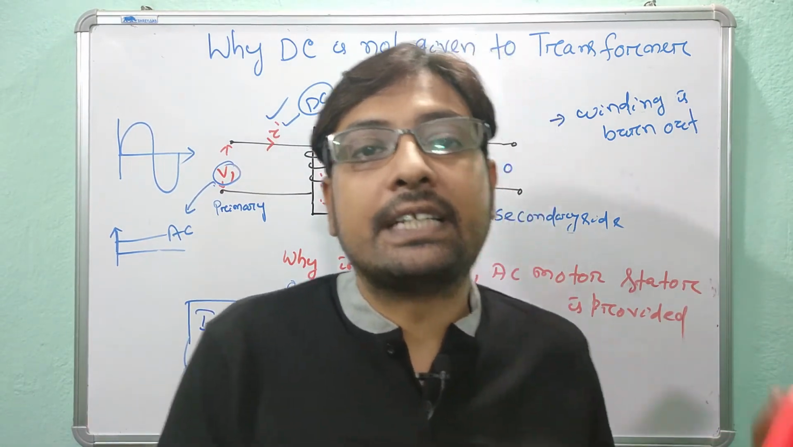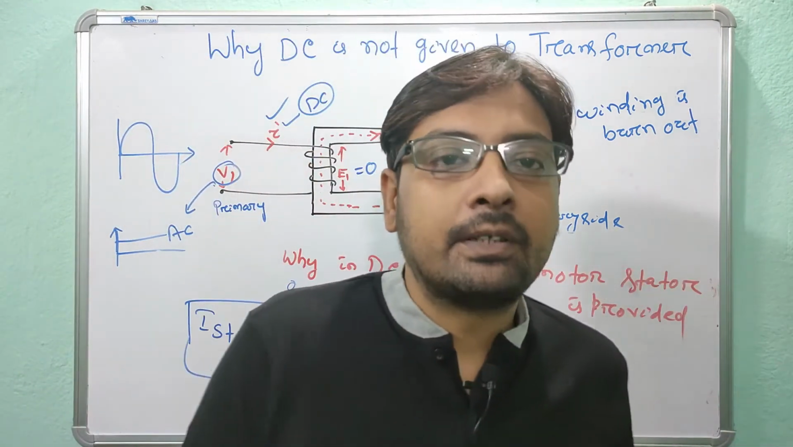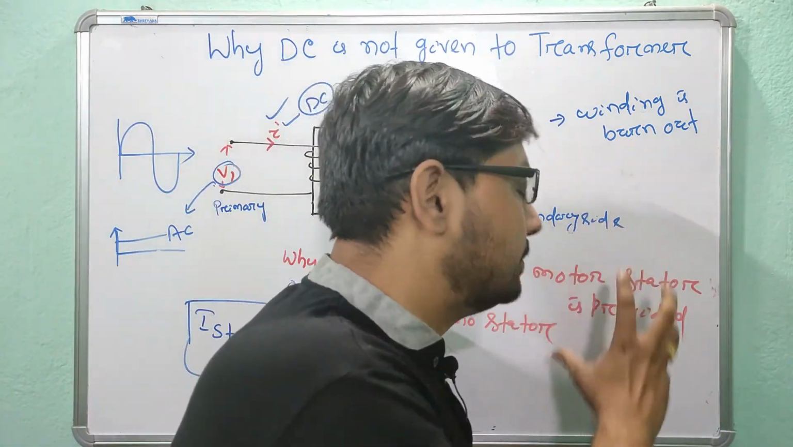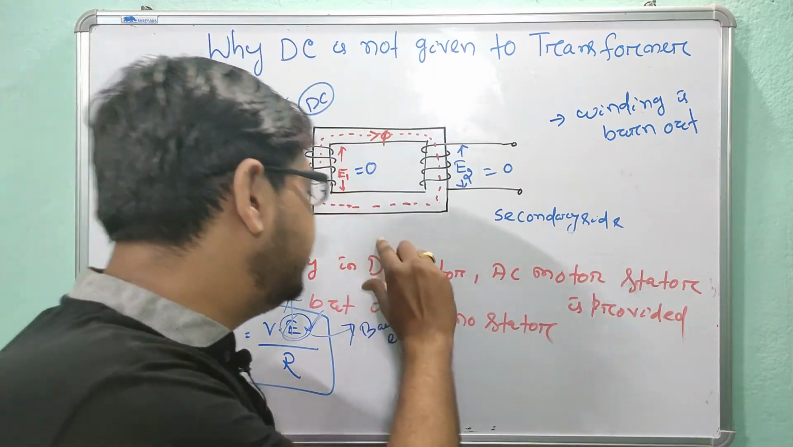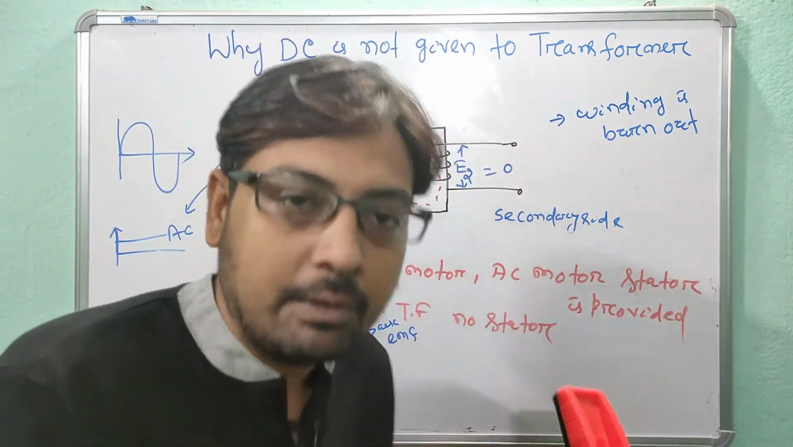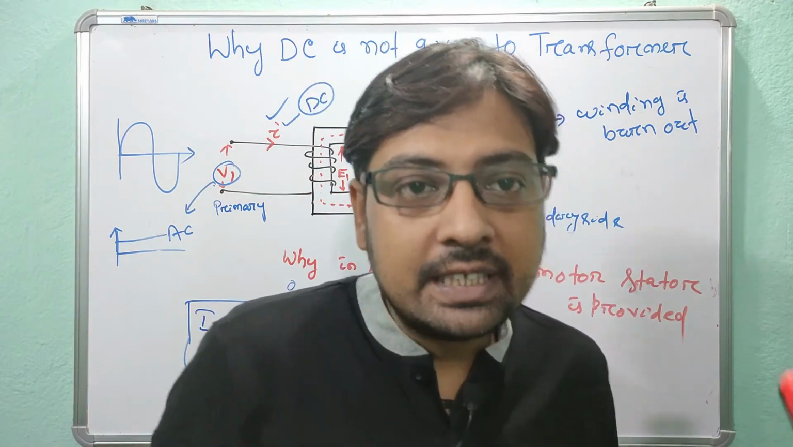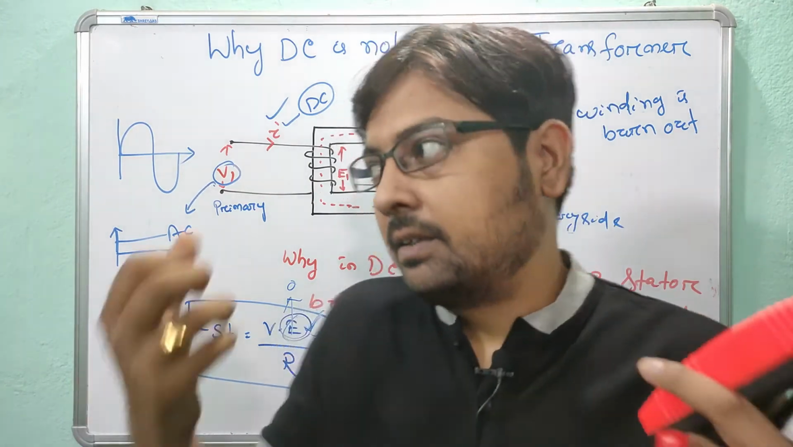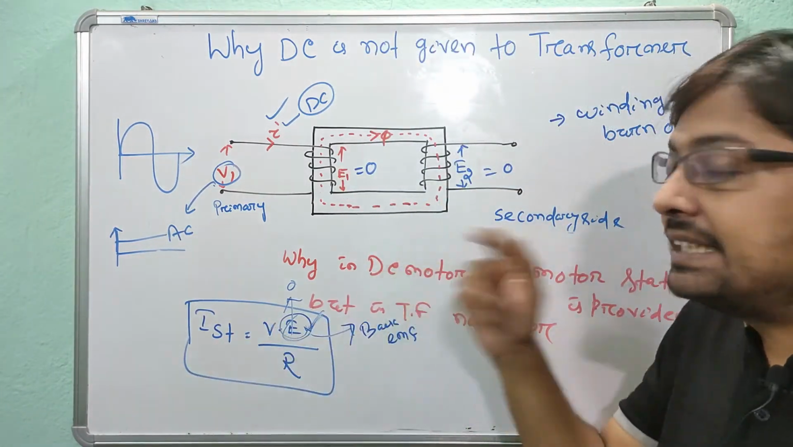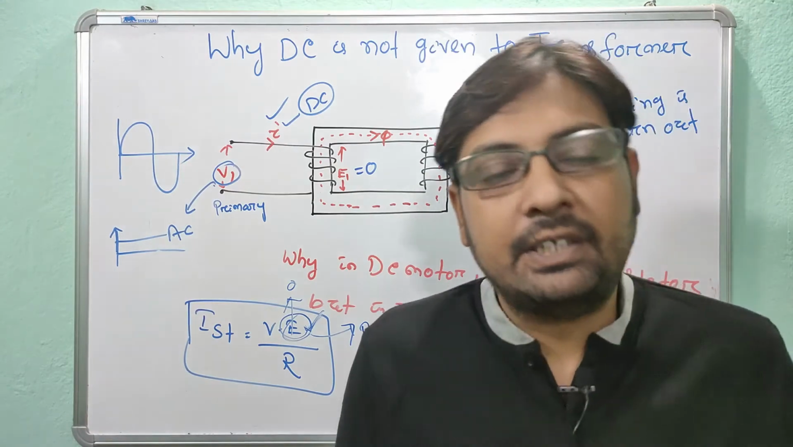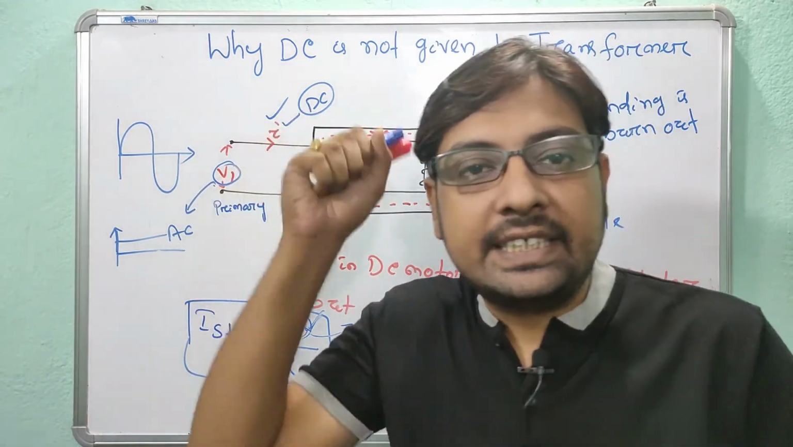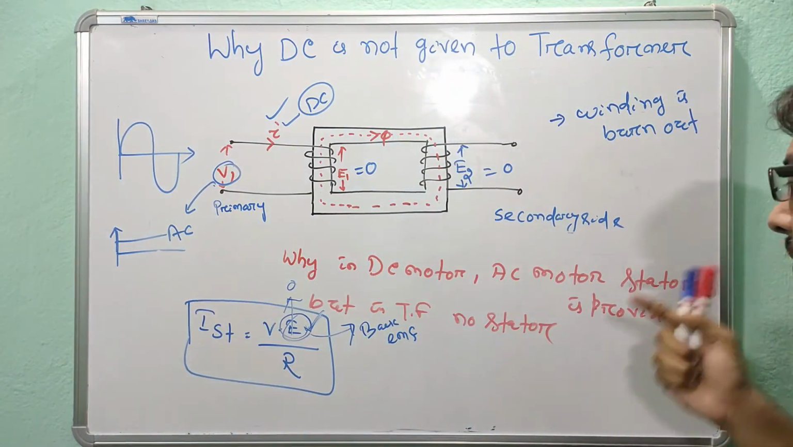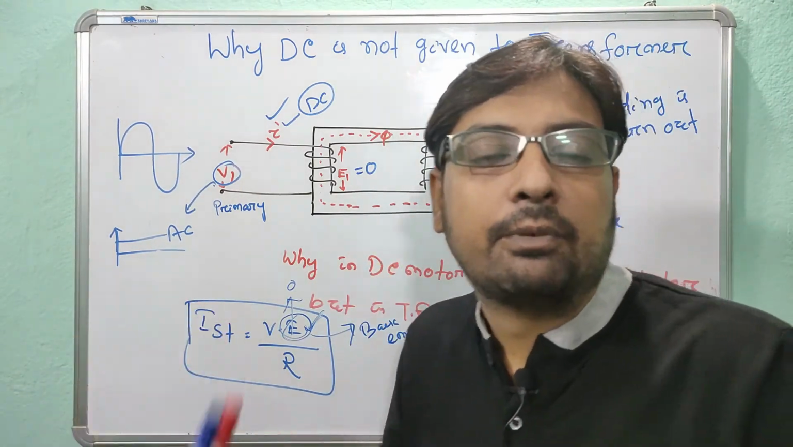which depends on the time constant, and in a transformer we get a high time constant. So due to this, a starter is not provided to the transformer, but in a DC motor or AC motor we provide a starter due to the low time constant and back EMF being 0. So to protect the winding from heavy current, we provide a starter. So in this video we discussed two questions: why DC is not provided to the transformer, and why a starter is provided to the AC motor or DC motor, but in the transformer we will not provide the starter.